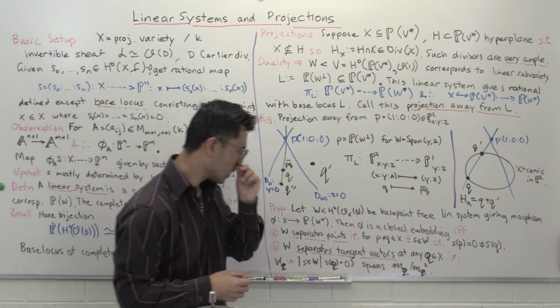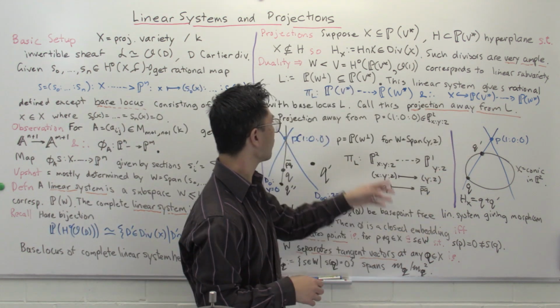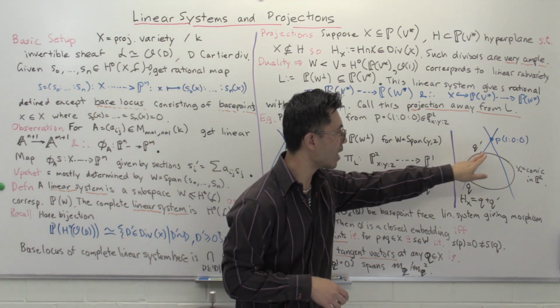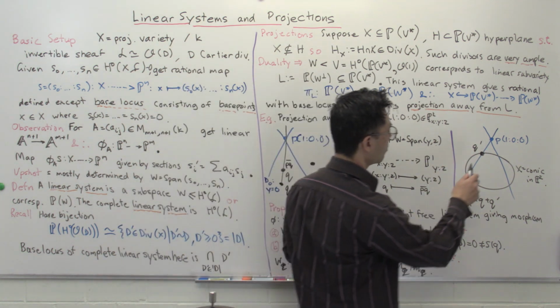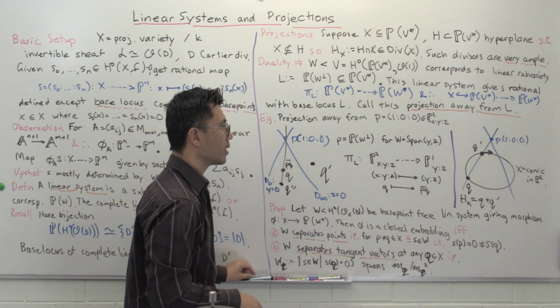Okay, so let's see, for example, that this W that we picked, which is a span of Y and Z, does separate tangent vectors at Q prime, for example. So we think in terms of Q prime, here's a tangent vector like this.